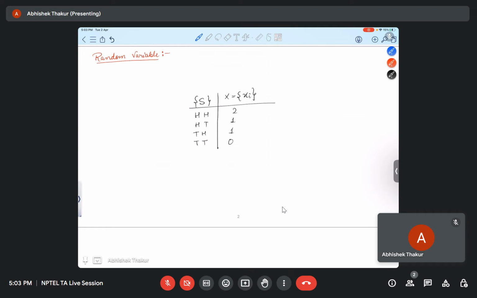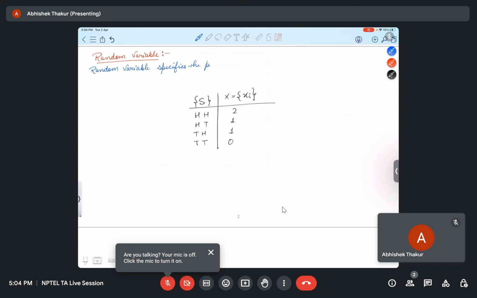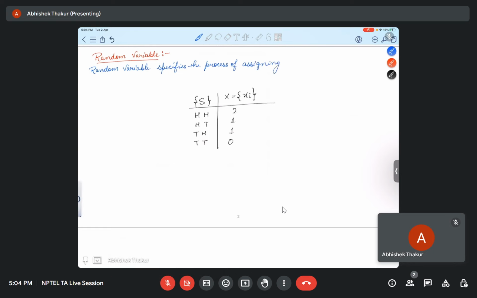So we'll write the definition. Random variable specify the process of assigning numbers to the outcome of an experiment.